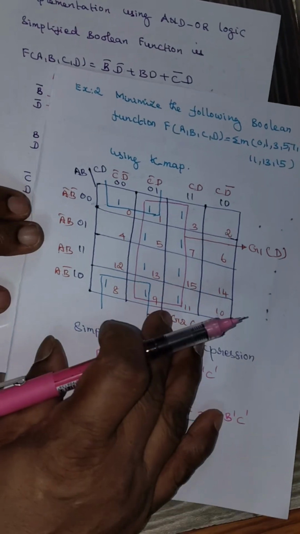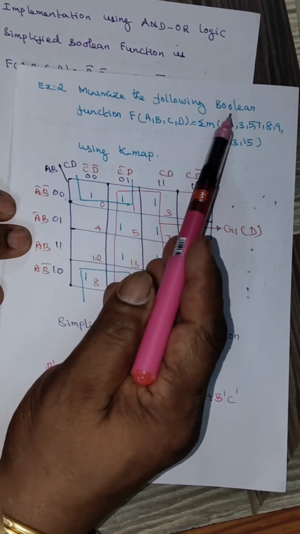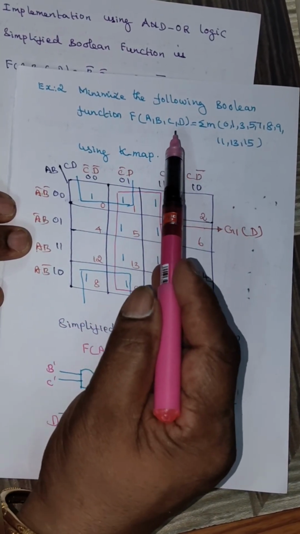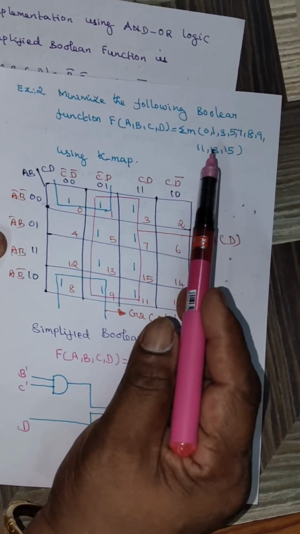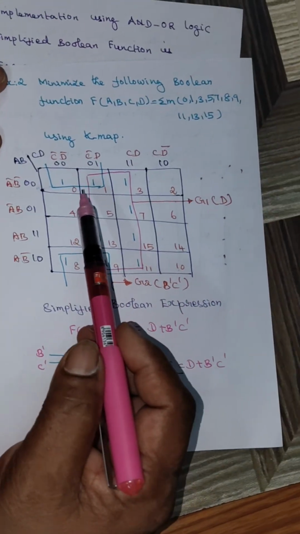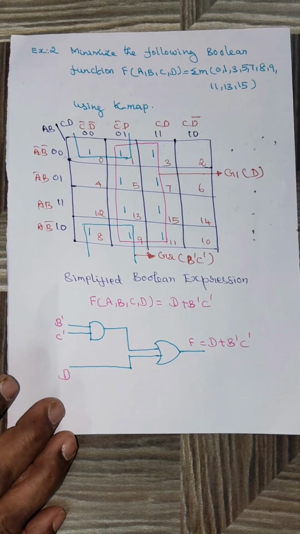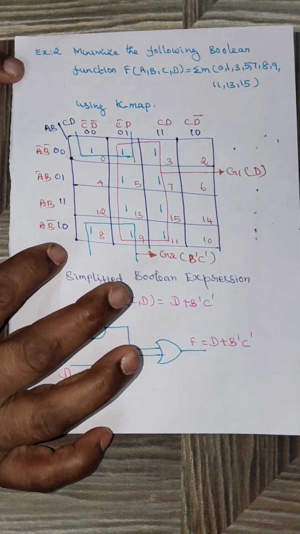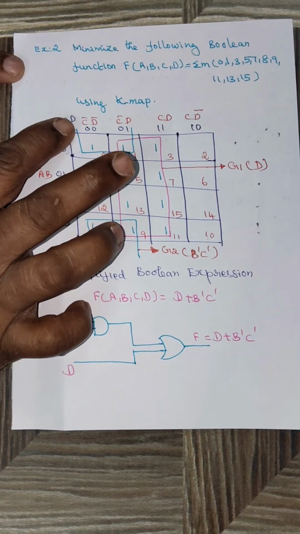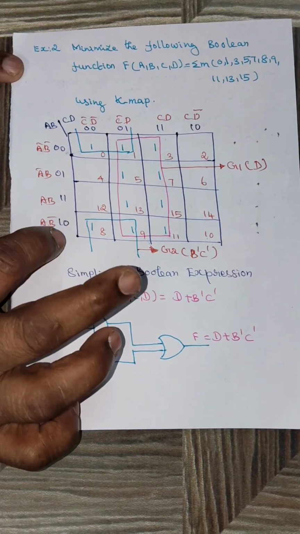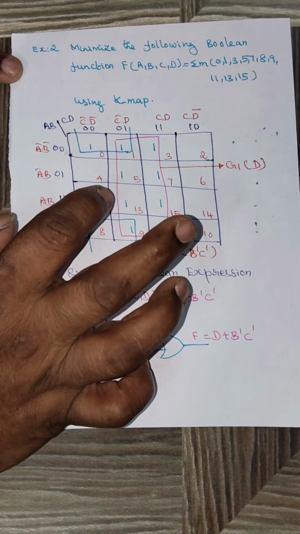And next, we are going to see another example for this K-map simplification. Here it is given that minimize the following Boolean function f of a, b, c, d is equal to sigma m of 0, 1, 3, 5, 7, 8, 9, 11, 13 and 15. So again it is a 4 variable function, so we have to draw the 4 variable K-map first. This K-map again consists of 16 cells. The first 2 variables a, b are taken here, and the third and fourth variables are taken here. So the values are 00 to 10. It follows a gray code combination so that the adjacency condition should be satisfied.